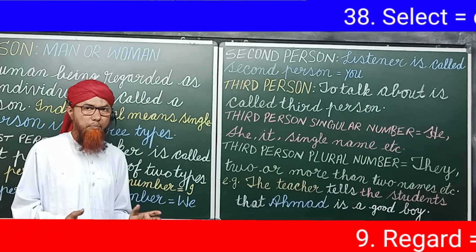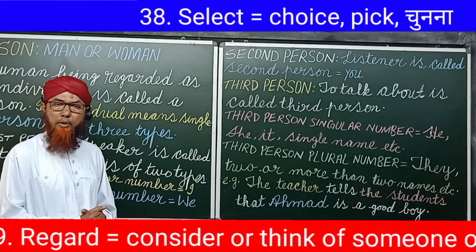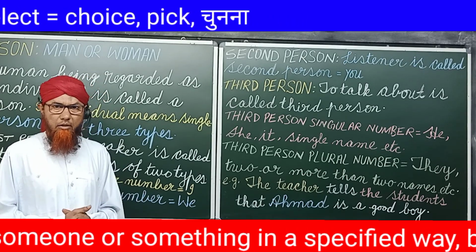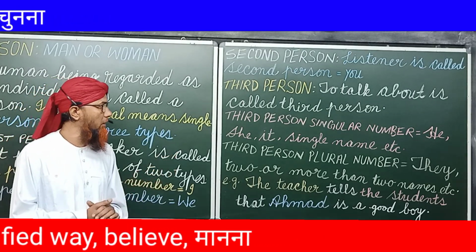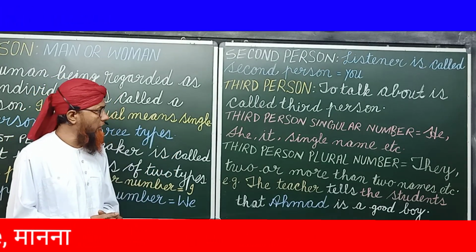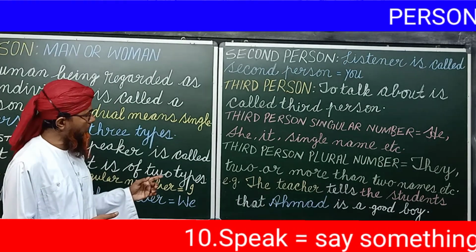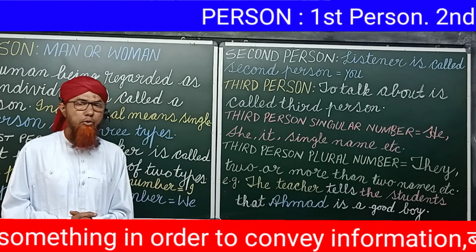Now, what is third person? To talk about is called third person. Third person is of two types: third person singular number he, she, it, single name, etc. And third person plural number they, two or more than two names.